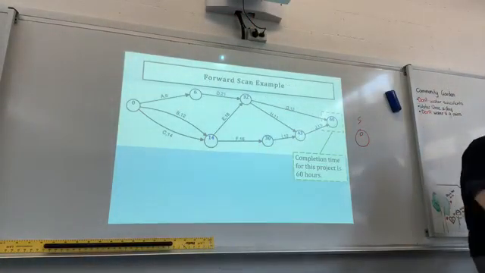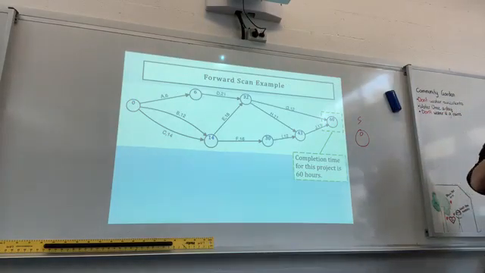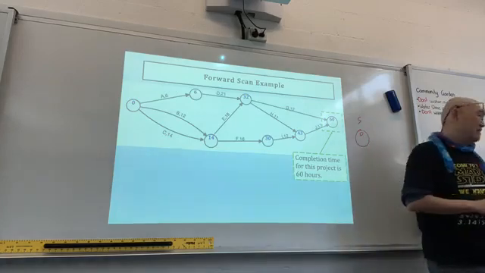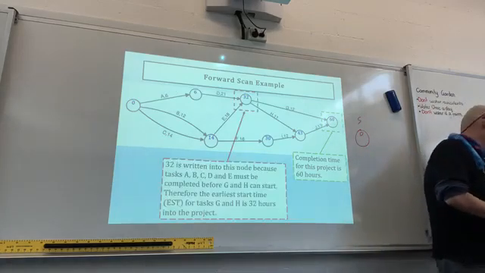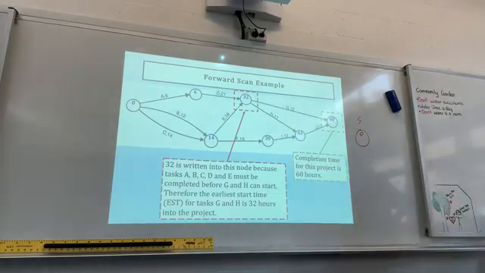So now, the completion time for this project is 60 hours. Let's say everything is hours. All right, completion time 60 hours. And then, here, I wrote down 32 in this note because tasks A, B, C, and D must be completed before G and H can start. Therefore, the earliest starting time for tasks G and H is 32 hours into the project.